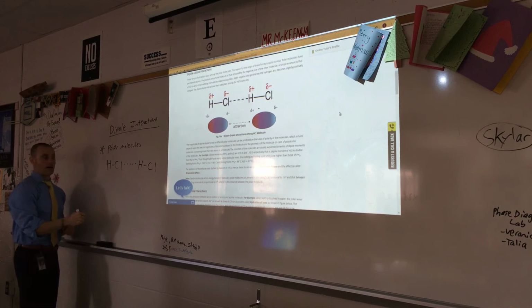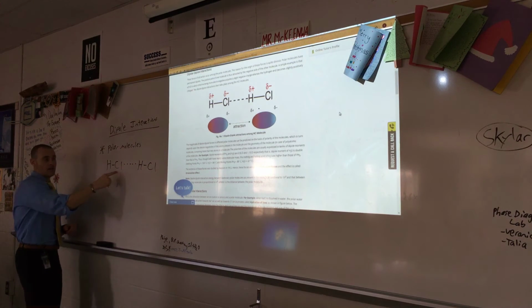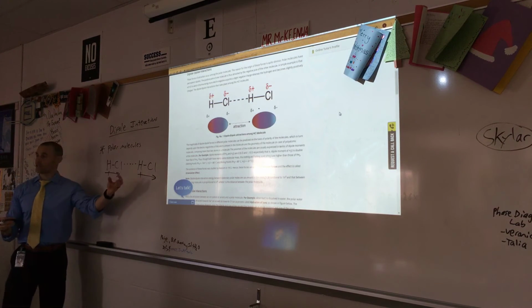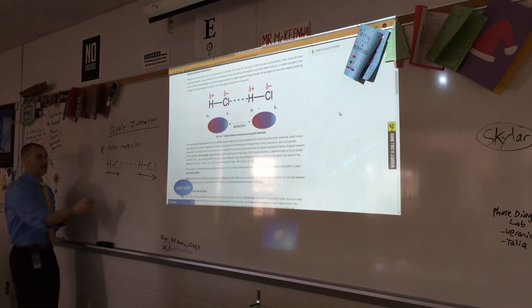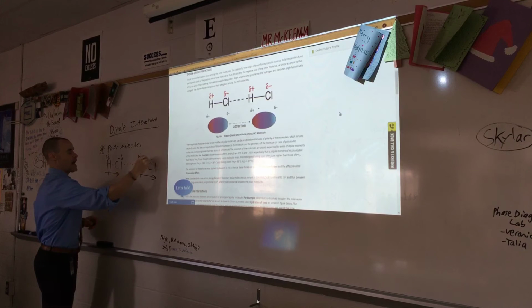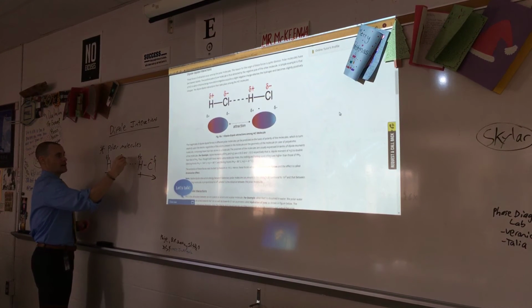HCl: H bonded to a Cl. Because that Cl has such a high electronegativity, it pulls all the electrons, creating that dipole moment. Cl is partial negative, H is partial positive. That negative-positive attraction, the dotted line here, that is your dipole force.